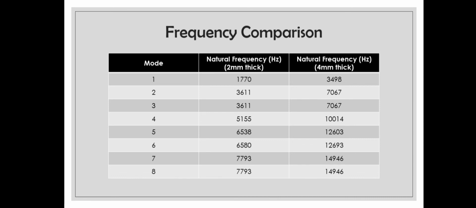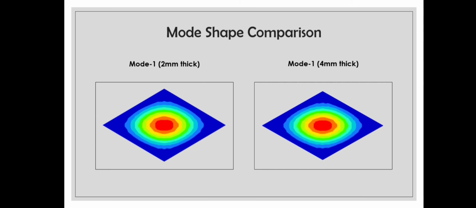Now let's see if the mode shapes have remained the same or they have changed as well. So this is the first mode. On the left you can see the mode shape of the 2 mm thick plate. On the right you see the mode shape of the 4 mm thick plate. The material is still the same. In this case we observe that the mode shape is the same, except that the amplitudes are different.